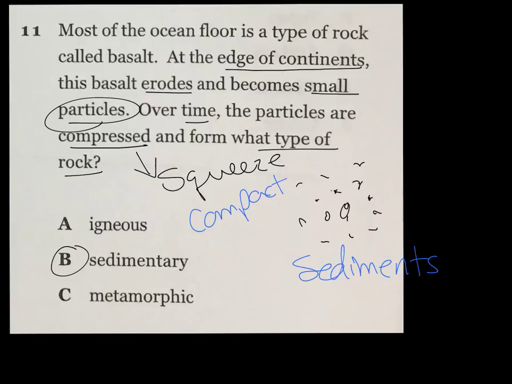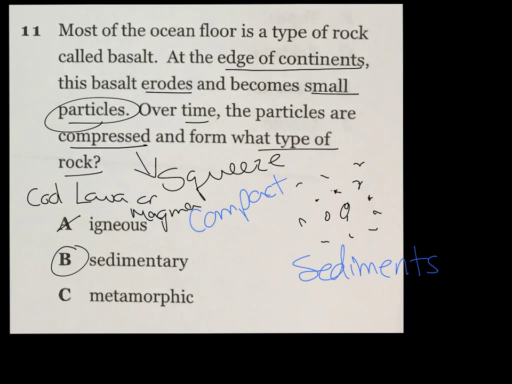But let's look at igneous. Where do igneous rocks form? What happens in order for an igneous rock to form? Great job. You would need to cool lava or magma. So in this case, nowhere in here are we talking about lava or magma. So in that case, it definitely won't be igneous.